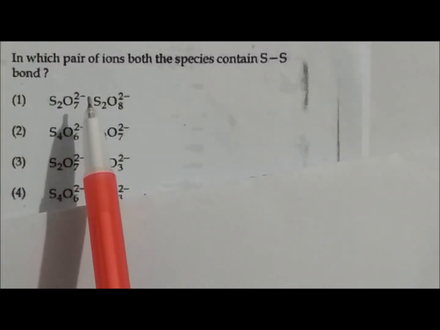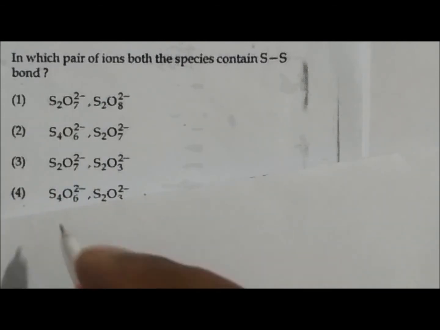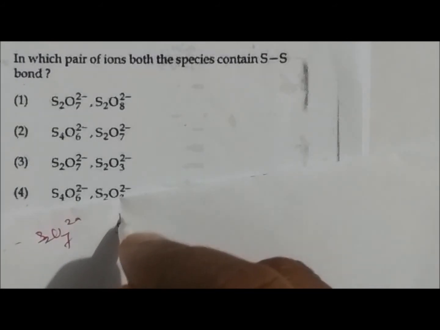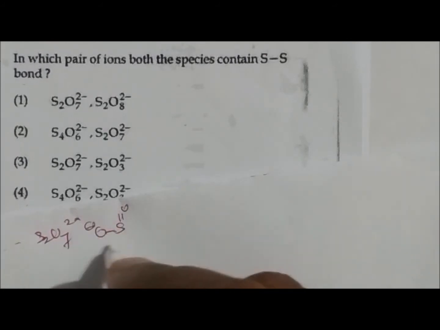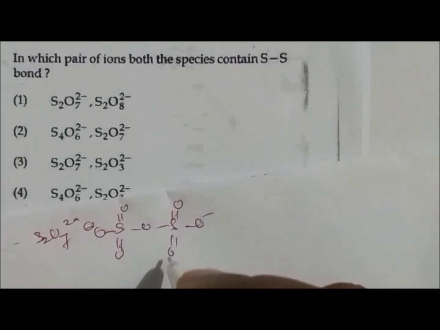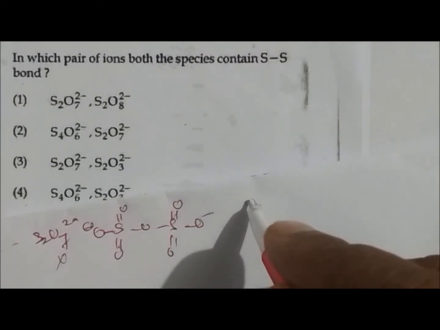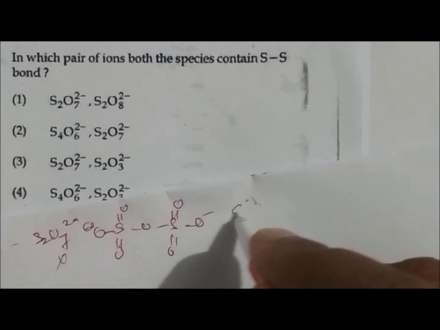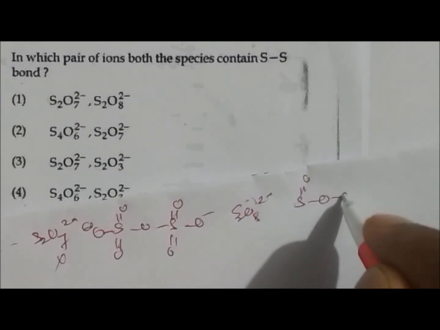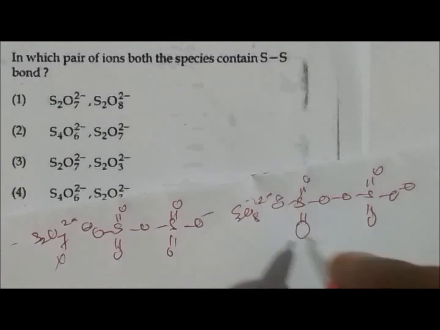In which pair of ions do both species contain an S-S bond? So we have these structures, let us see. If you see here S2O7 2 negative, we can write sulfur, oxygen, here O negative, here oxygen, and this sulfur, so this is not possible. If you take S2O8 2 negative, it will be sulfur, oxygen, here two oxygens, sulfur, oxygen, here O negative, and this is also not possible.